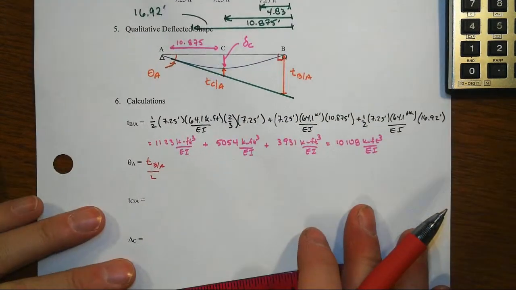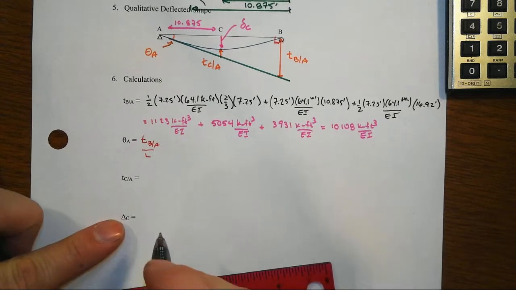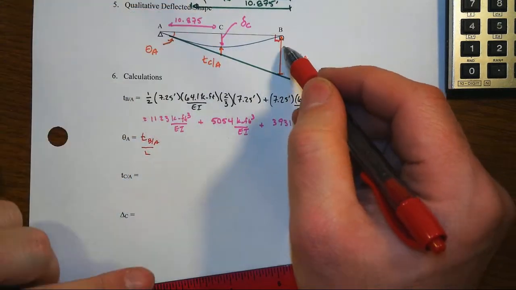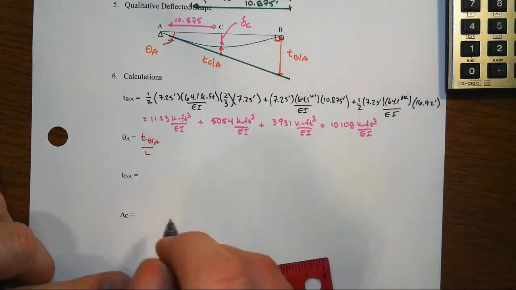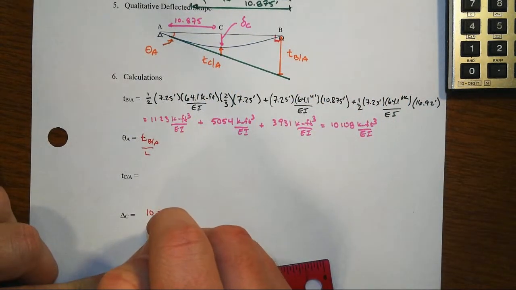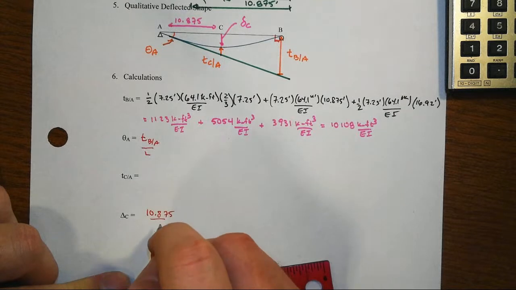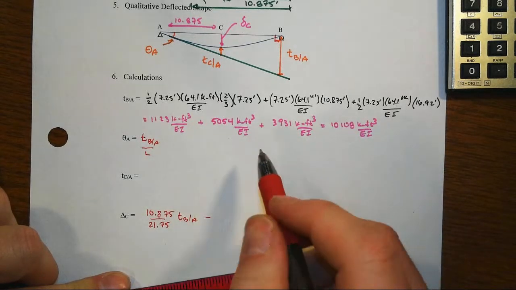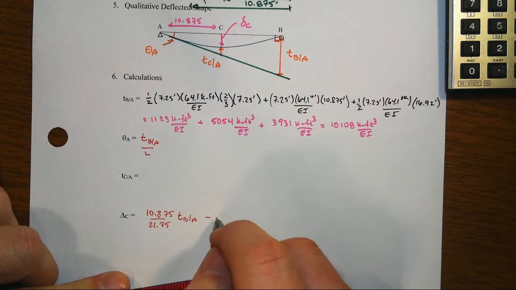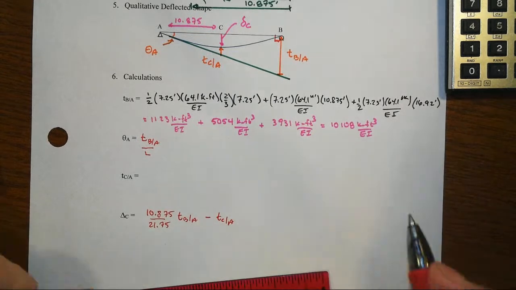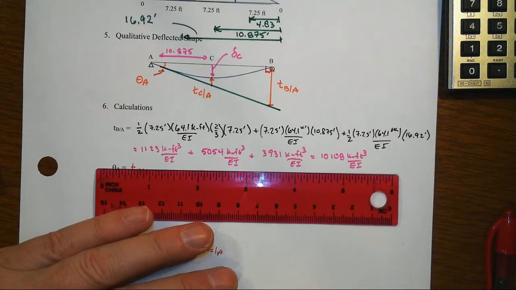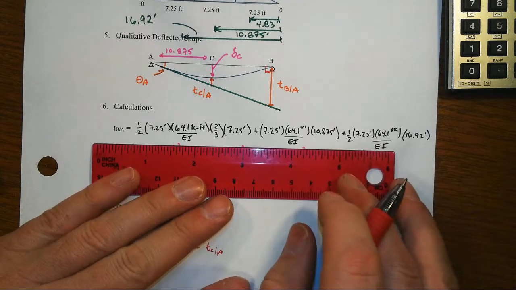So down here in our basic strategy, delta C is going to be given by effectively what amounts to, this total height is 1/2 by similar triangles, right? That's 10.875 divided by 21.75, or 1/2 of TBA, and then we'll subtract off the TCA. That's our overall strategy. So let's go through some of the numbers that are already partially done for us here.